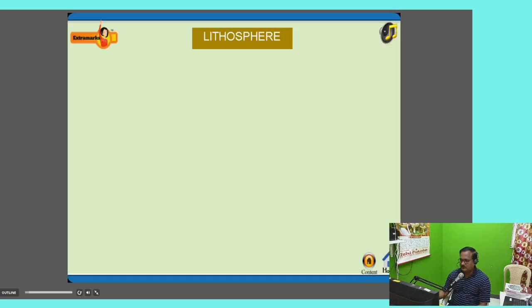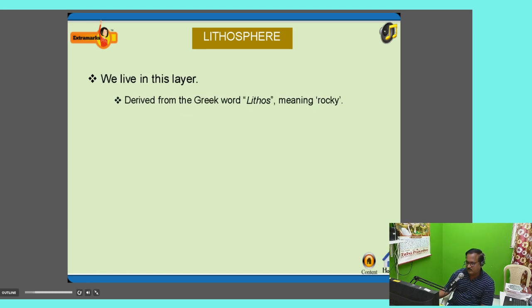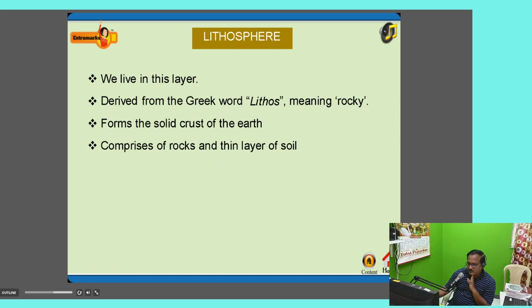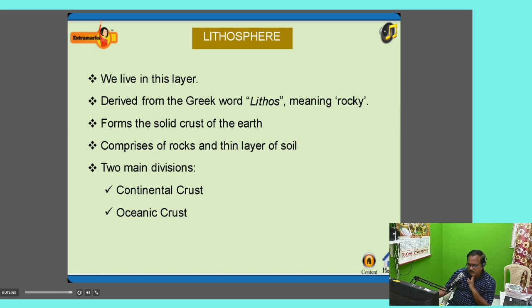Lithosphere. We live in this layer. The word is derived from the Greek word lithos, which means rocky. It forms the solid crust of the earth and is comprised of rocks and a thin layer of soil. It has two main divisions: continental crust and oceanic crust.